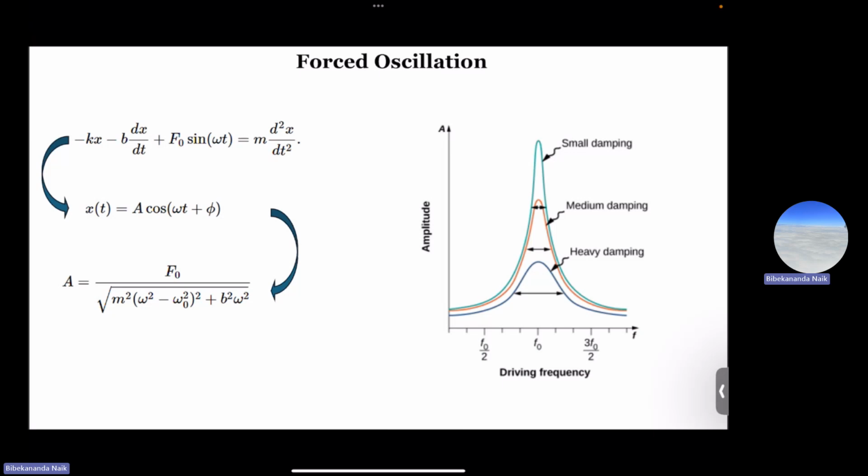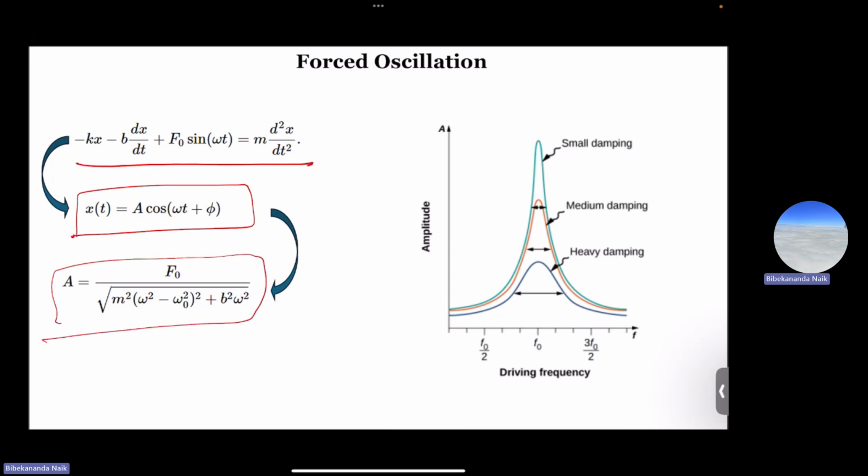Now if you talk about forced oscillation, we know this is the form of forced oscillation. Then this is the equation, F0 sin omega t, and the amplitude is given by F0 divided by the square root of m squared times (omega squared minus omega 0 squared) squared plus b squared omega squared. This is small damping, medium damping, and heavy damping.